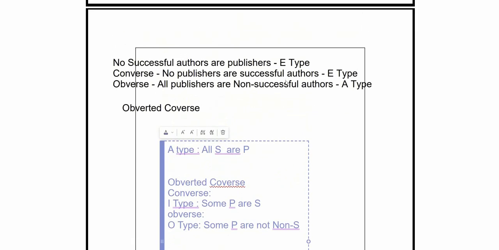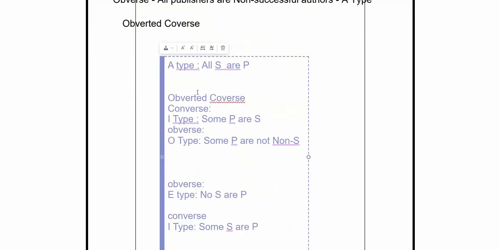Next we will cover the I type. I also remains in I, we know that. So let's do the I type conversion. So I type will be some S is P. Okay, this is the I type proposition. Now, first we have to do the converse of this.